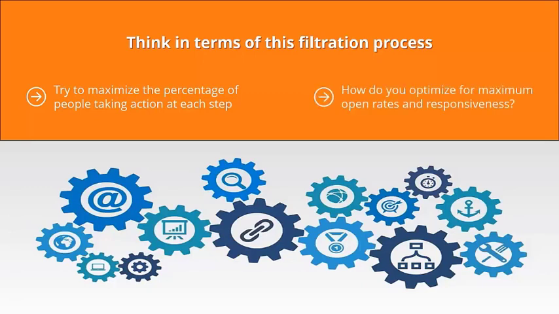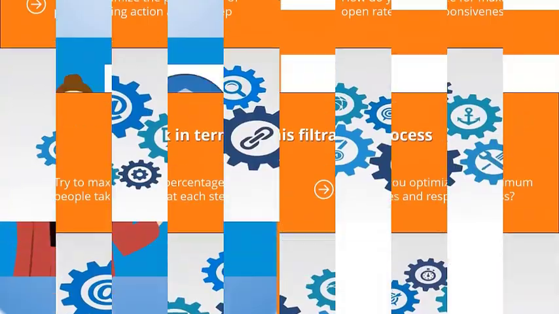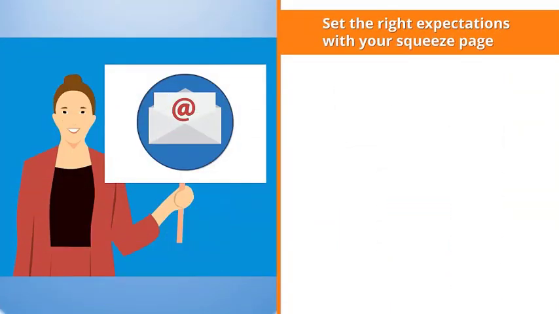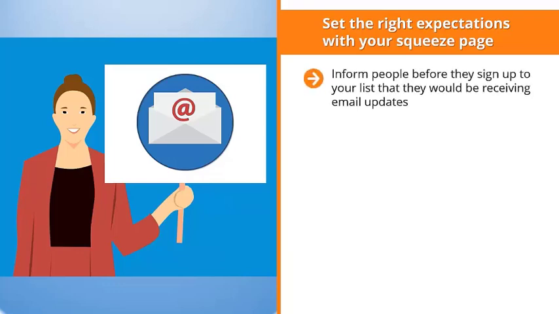How do you optimize for maximum open rates and responsiveness? It is actually quite simple. First, you need to be clear about your target niche for your list. Put simply, your updates have to be all about your niche. They have to be targeted to the set of problems people in your niche have. Set the right expectations with your squeeze page. Inform people before they sign up to your list that they would be receiving email updates. Clue them into the value those email updates will bring to their lives.